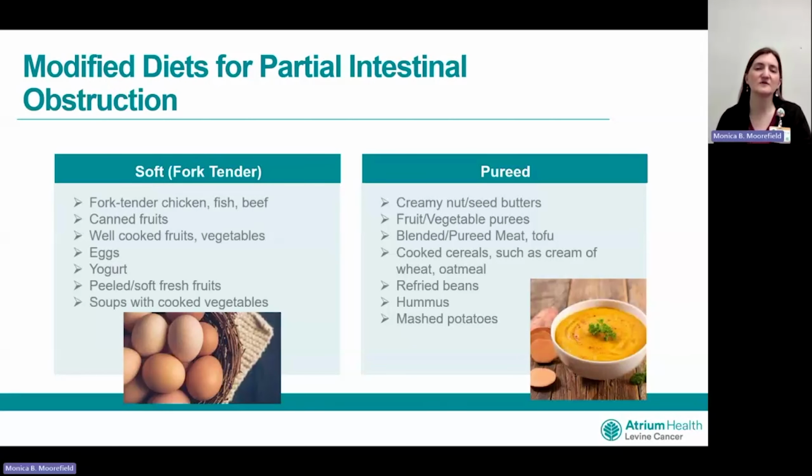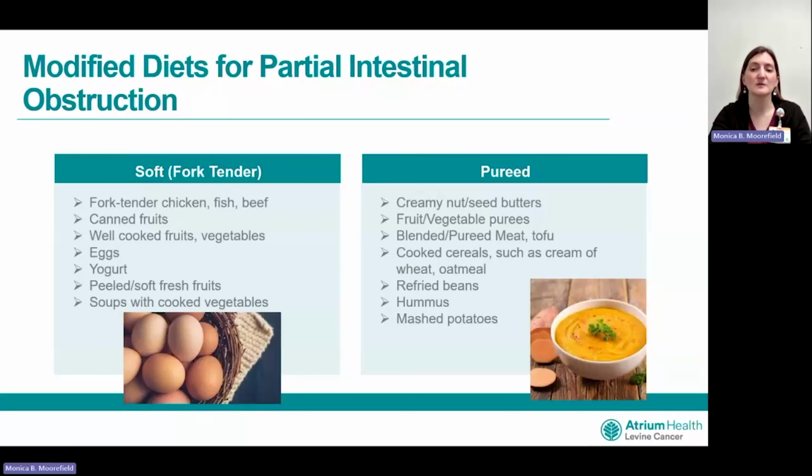And then if soft diet is not enough, not able to tolerate, then I would go to a puree diet. So that would mean blending up your fruits, your vegetables, your meats, creamy nut butters. Basically, if you think of baby food consistency, that's pureed. Mashed potatoes, refried beans, hummus, all fit a puree diet. If you do not tolerate a puree diet, then I would go with a liquid diet.